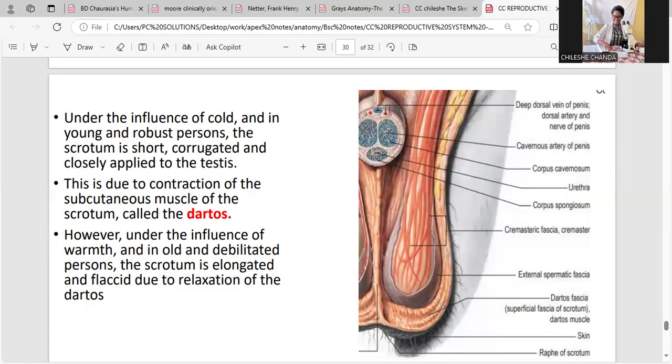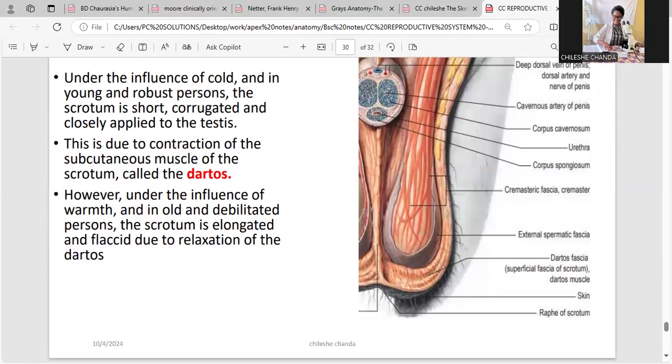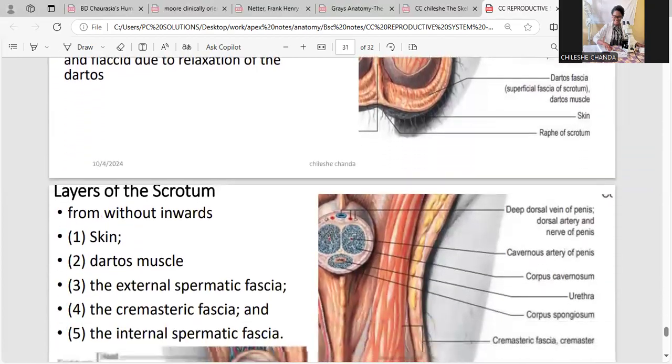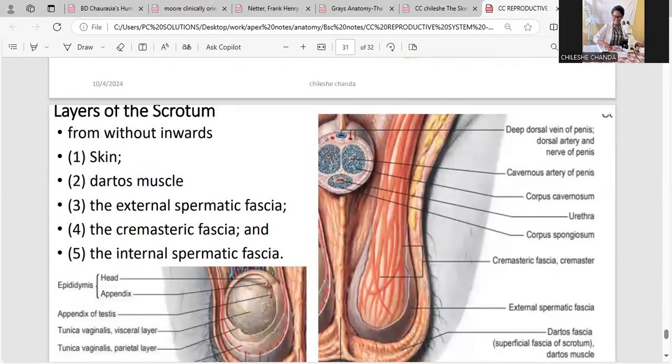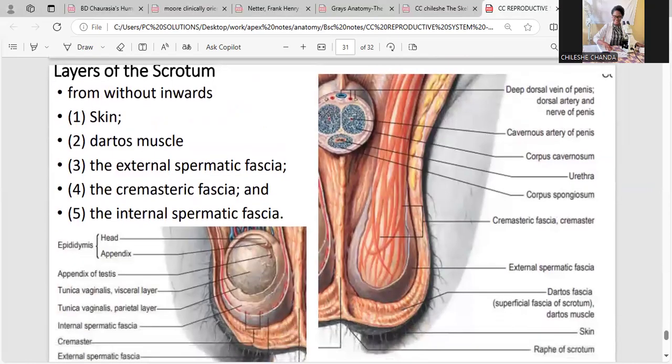However, under the influence of warmth, and in old and debilitated persons, the scrotum is elongated and flaccid because the dartos relaxes.